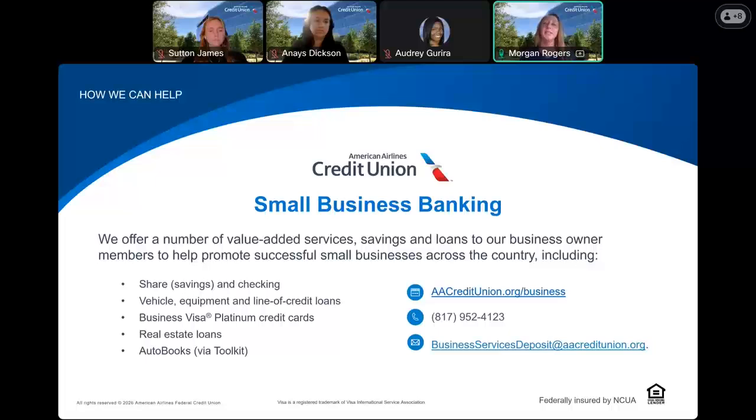We offer business savings and business checking accounts. Also, once you have your account established with us, we offer business loan servicing, so business loans for vehicles, equipment, and lines of credit. We also offer business credit cards and real estate loans for business purposes. So once your business is established and progressing, you can look into those options to help grow your small business as well. Definitely keep us open as an option.